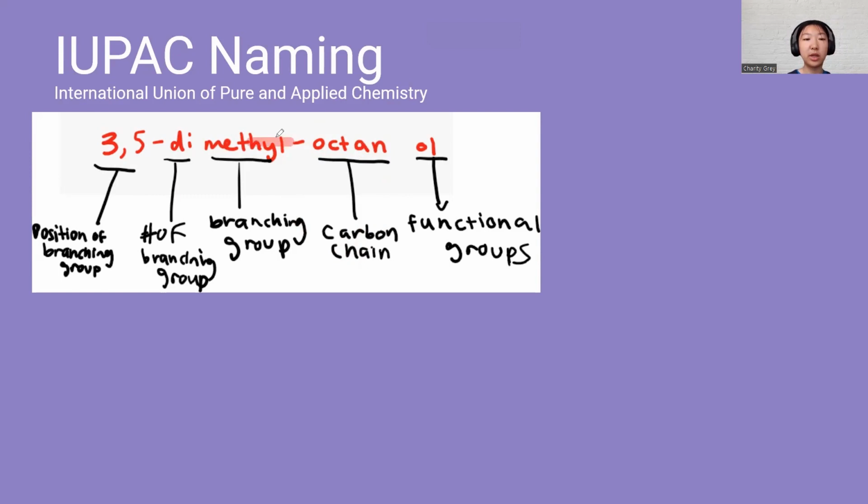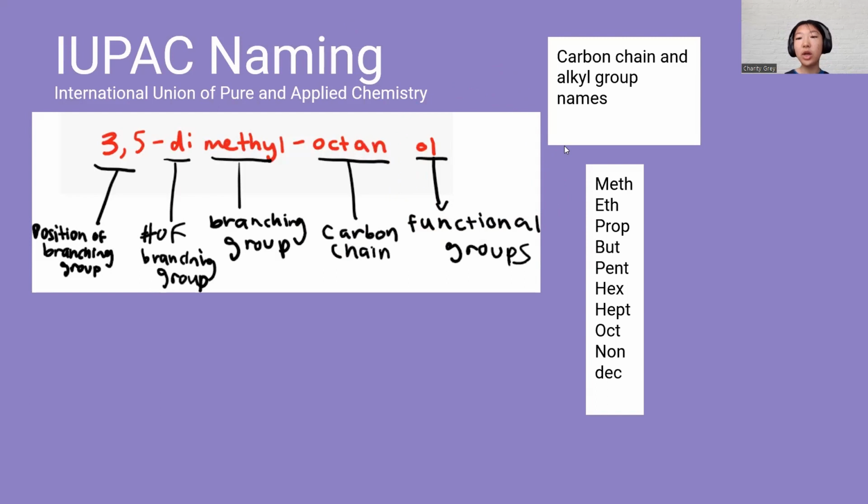Then we have the branching group, and we can tell this branching group is methyl, right? So this is an alkyl branching group, so it has a methyl. And then we notice that we have 2 methyl branches at 2 different positions, and it's called dimethyl. And then here is our special one. This is the functional group, right? So again, we're going to look at the carbon chain and alkyl group names. So this is what's important. This first part is going to be the same for both of them.